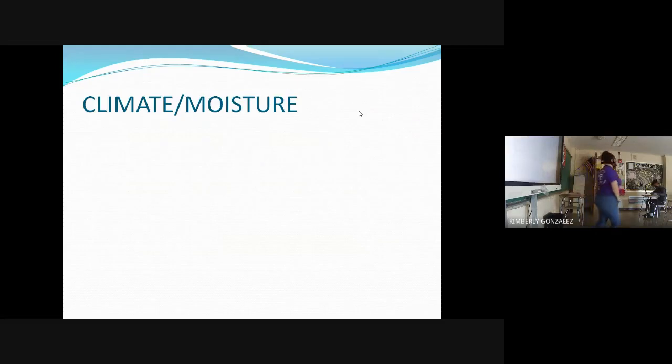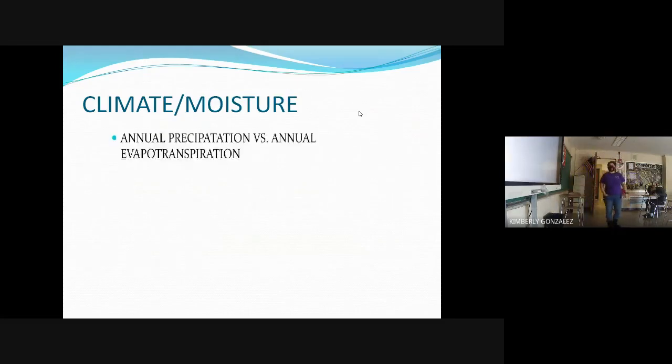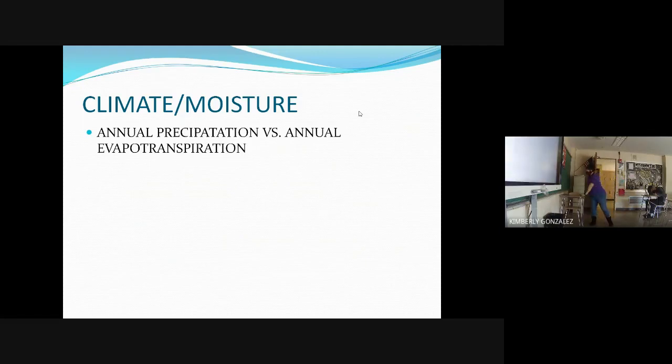All right, so let's talk about the moisture, right? In order to talk about moisture, you have to talk about the annual precipitation versus the annual evapotranspiration. Evapotranspiration was one of your vocab words, right? It's when you take evaporation and transpiration and put them together. So how much water is evaporated or transpired, okay, versus how much water comes out of the clouds or out of the air.